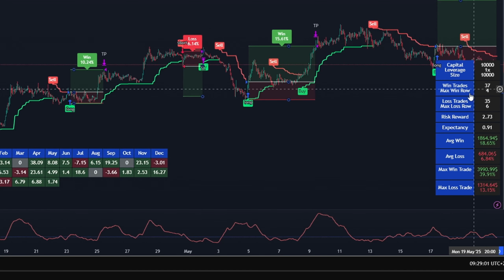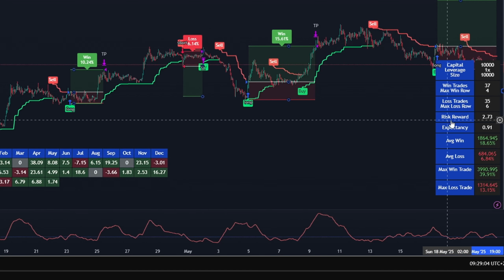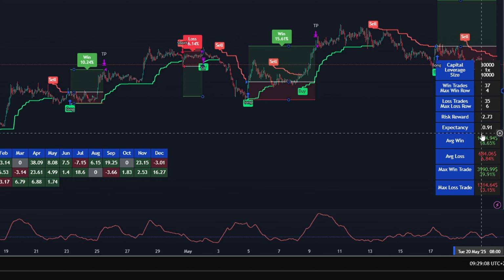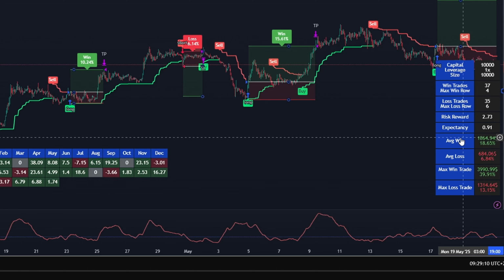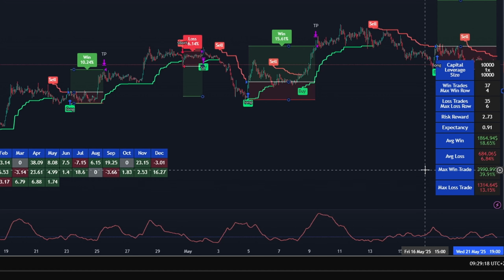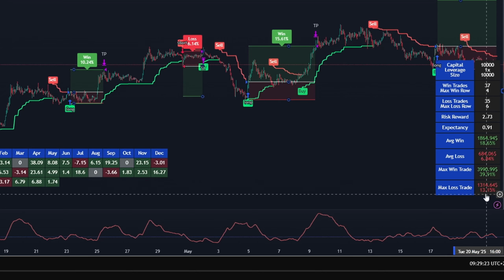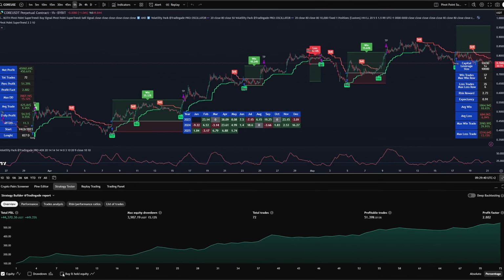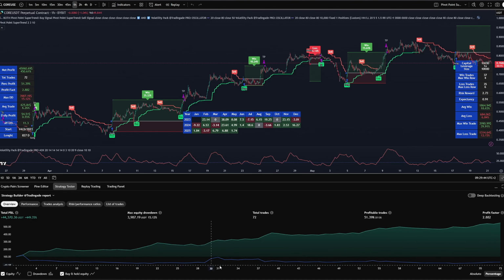Max win row 4, max loss row 6. Average risk-reward ratio of 2.73, expectancy 0.91, absolutely promising. Average win 18.65%, average loss 6.84%. The max win trade is almost 40%, which is another huge value, while the max loss trade compared to the max win trade is 13%. We can also check the buy and hold equity, which to be fair isn't worth taking a look at.